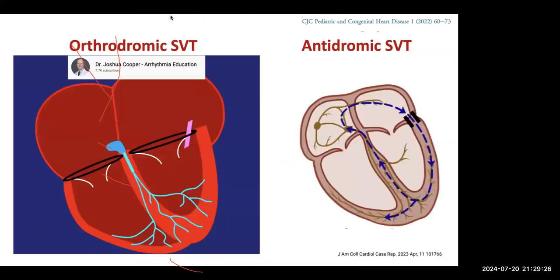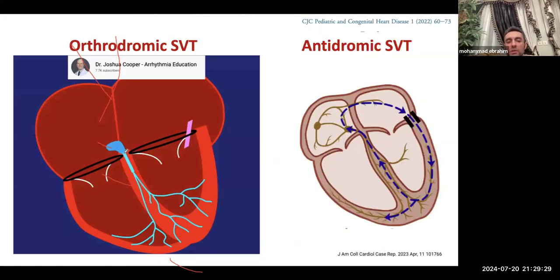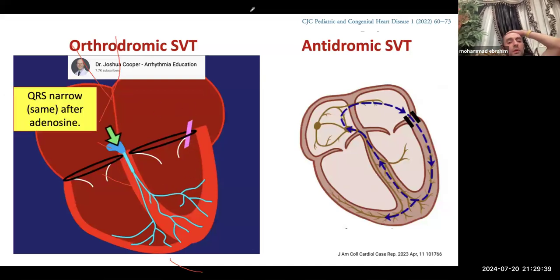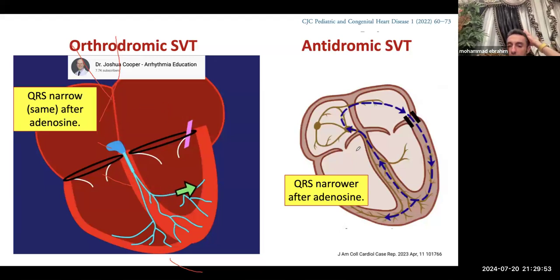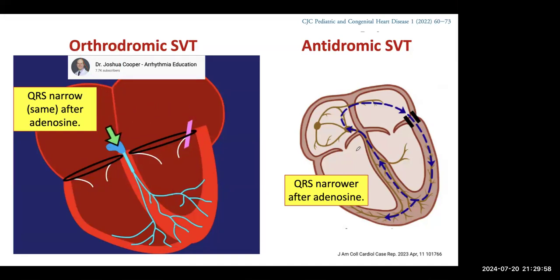Again, orthodromic SVT just means you're going down the AV node and up the pathway. Antidromic SVT just means you're going down the pathway and up the AV node. You give adenosine here, the QRS would remain the same, just the rate would come down. You give adenosine here, the QRS would change and slow down. Again, too advanced for you.